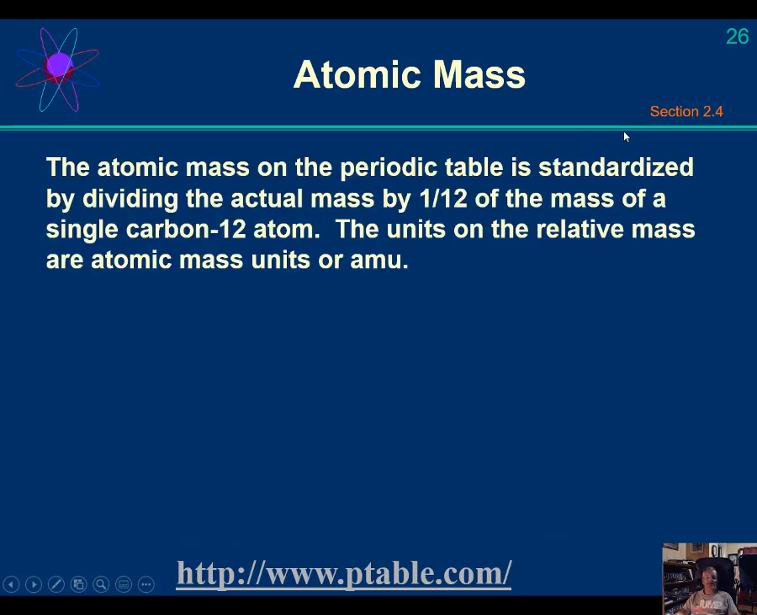Atomic mass. So we talked about measuring the mass in grams, and we had really small values in grams for protons and neutrons. We're talking about 10 to the minus 24 for protons and neutrons, and 10 to the minus 28 for electrons. So we need a new unit of mass for these incredibly small species. And so what we're going to do is we need a standard.